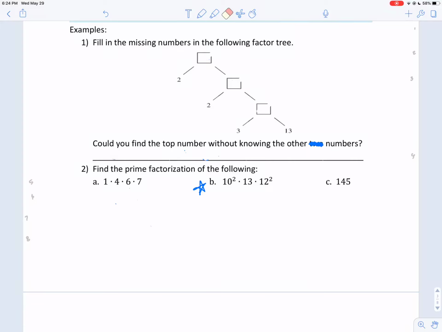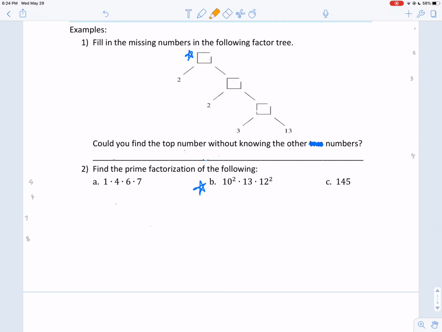In this video, we're going to use prime factorization to work a few examples. So the first example says fill in the missing numbers in the following factor tree. Now notice that this factor tree has the factors, but we don't know this number up at the top. So that's what we're looking for. So we're basically going to be working this one backwards.